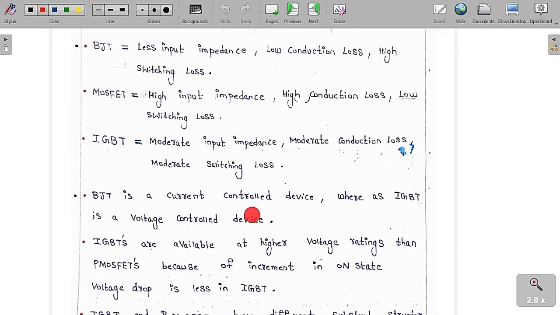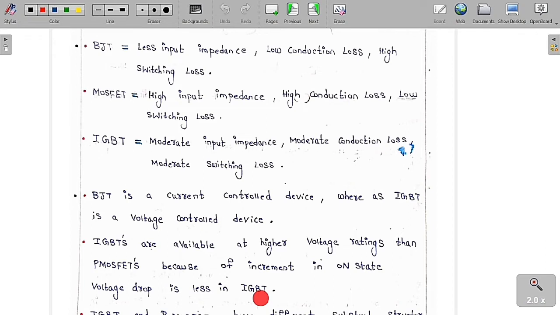So BJT is a current control device, whereas the IGBT is a voltage control device. I've already told you, BJT is a current control device, whereas the IGBT and the MOSFET are voltage control devices.